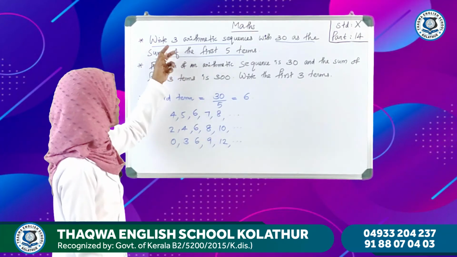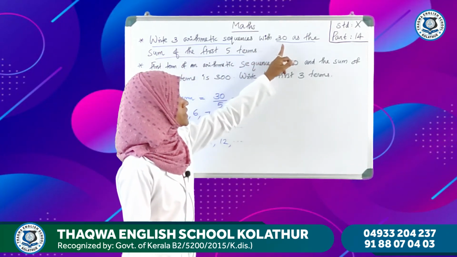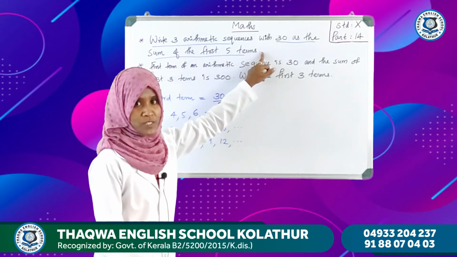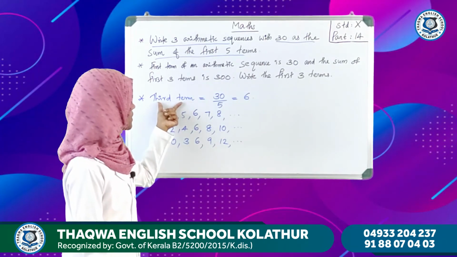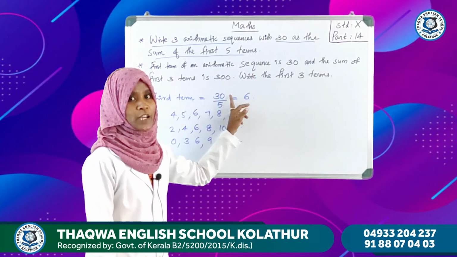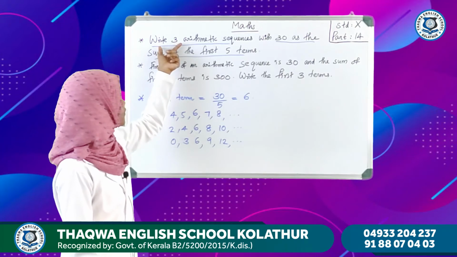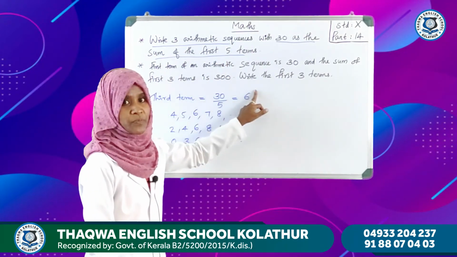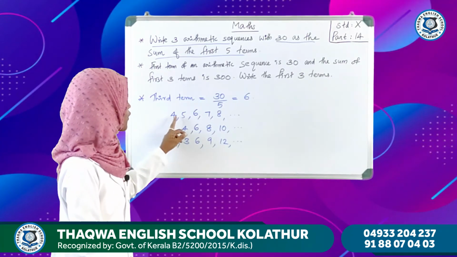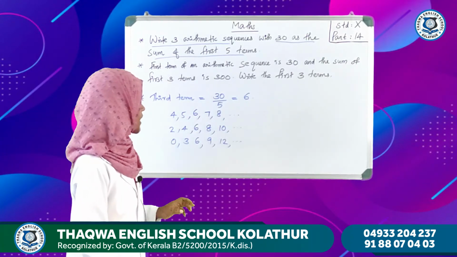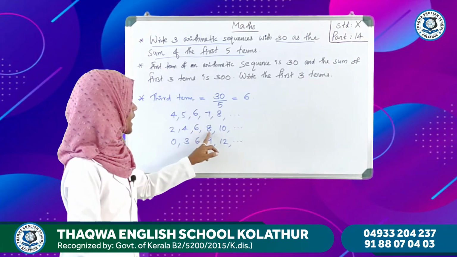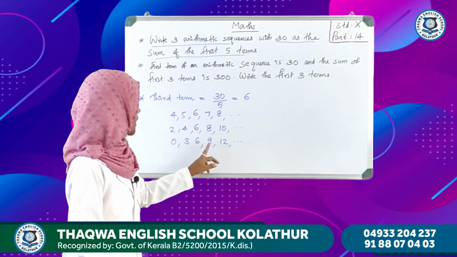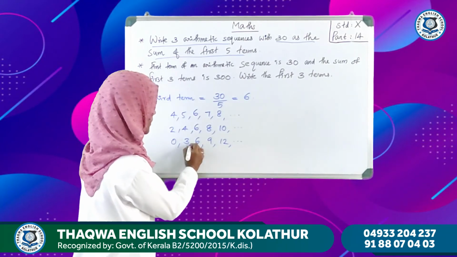So what is our question? Write 3 arithmetic sequences with 30 as the sum of the first 5 terms. So first we find out third term 30 by 5, that is 6. Now we want to find out 3 arithmetic sequences with third term 6. That is 4, 5, 6, 7, 8, etc. 2, 4, 6, 8, 10, etc. 0, 3, 6, 9, 12, etc.